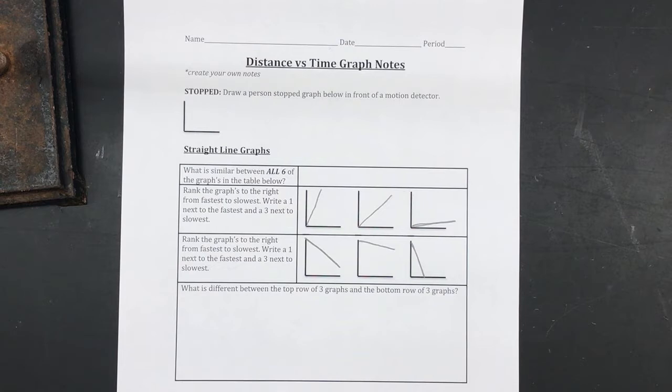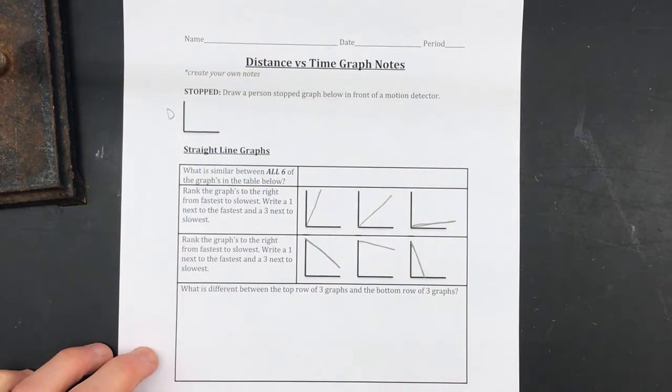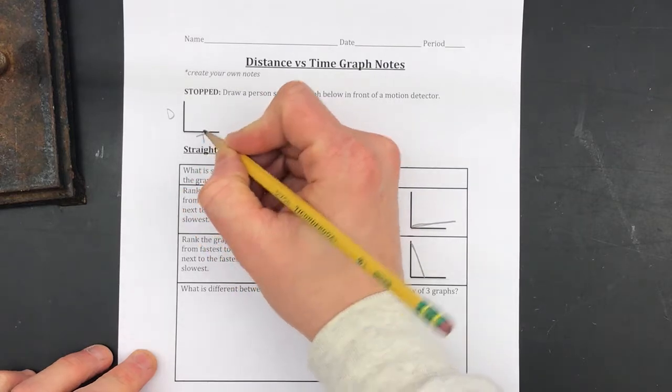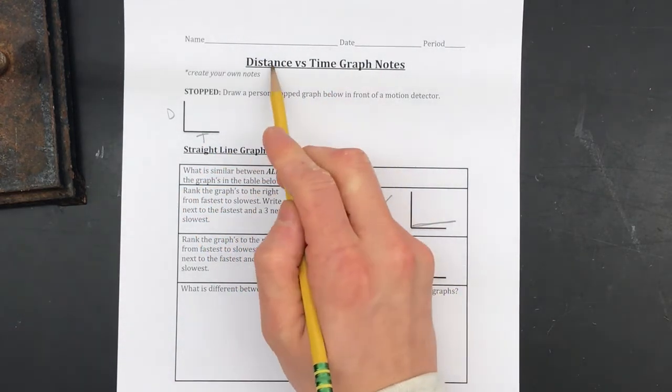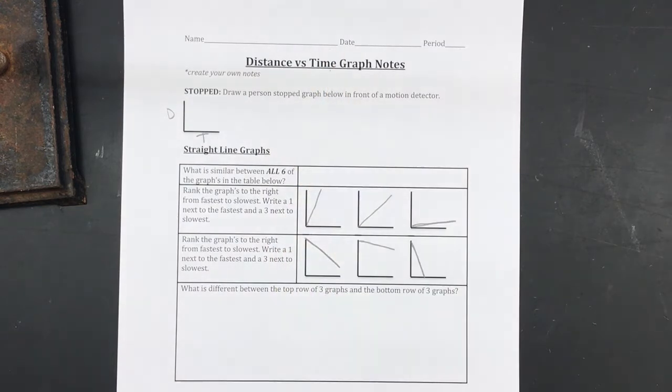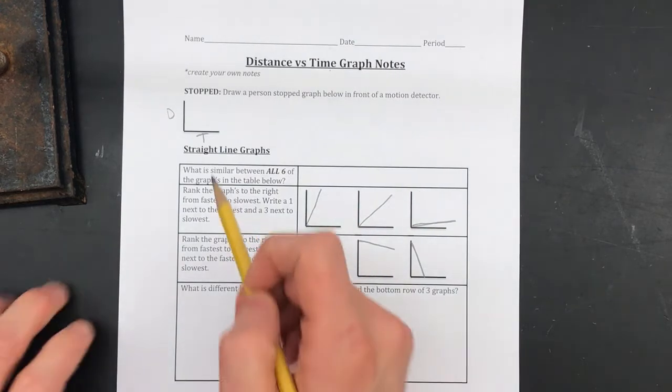So first of all, distance versus time graphs means that distance is on the y-axis and time is always on the x-axis, okay? So the y comes first and then the x when you name them, okay? So let's answer some questions and go through this, all right?